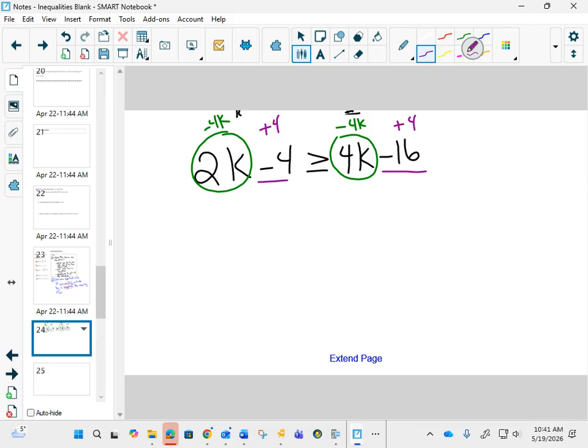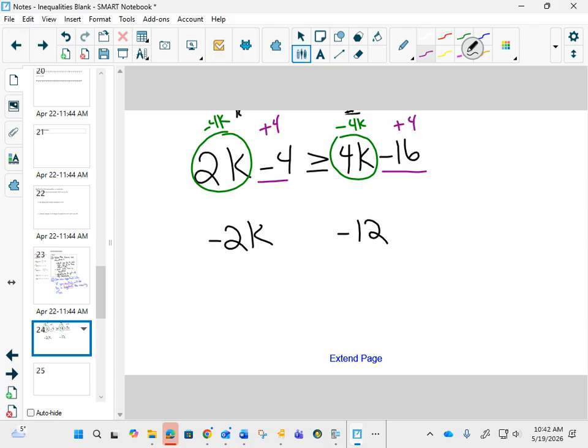What is 2k minus 4k? Negative 2k. What is minus 4 and plus 4? 0, so I don't have to write anything there. I'm not going to do the inequality sign yet. But here, 4k and minus 4k would be 0. And minus 16 plus 4 is negative 12.